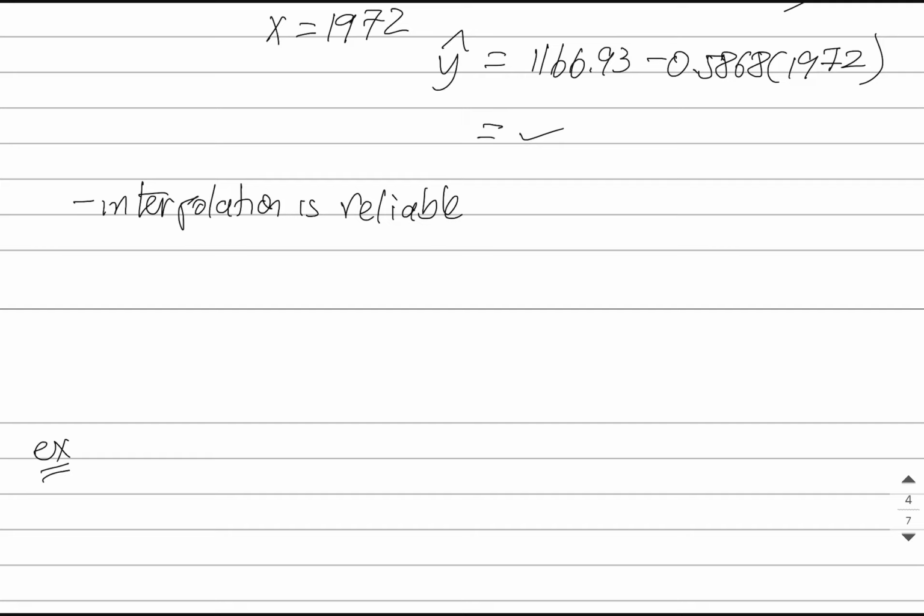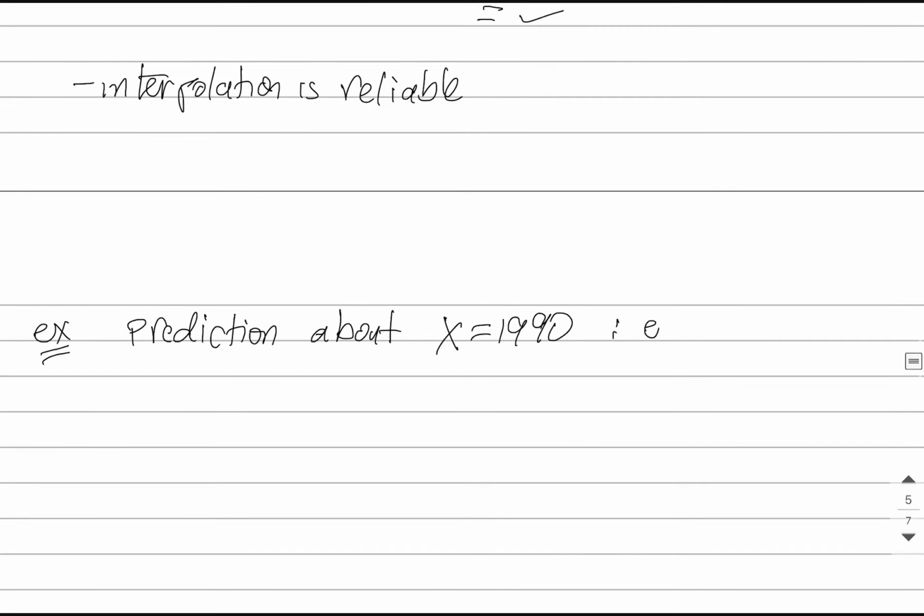Now, you could make a prediction about the future or outside of your data range. If you make a prediction about, let's say, the year 1990, as has been given here, you are going outside of the data range. And this is something called extrapolation. The prefix extra means outside. And when you make an extrapolation, you've got to be really careful. And I'll show you why.